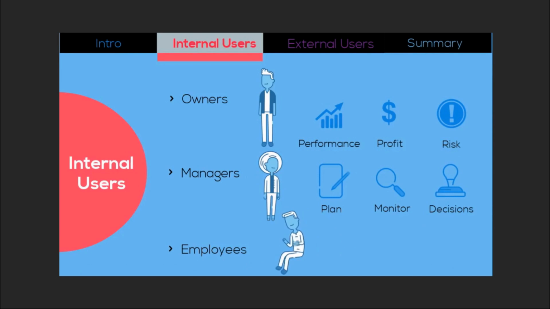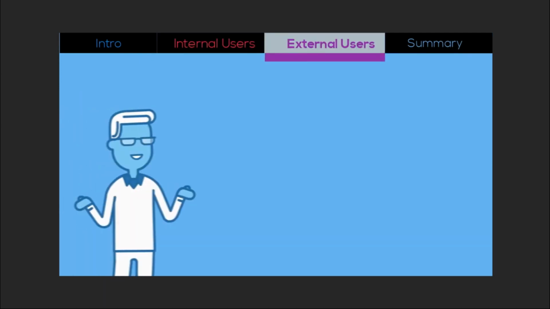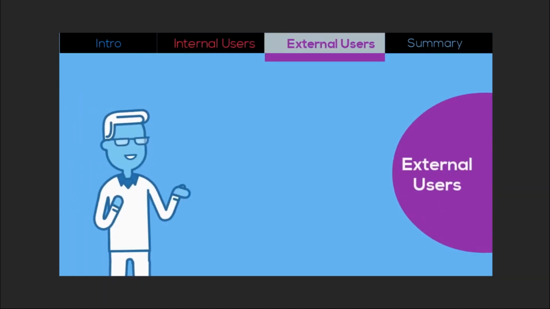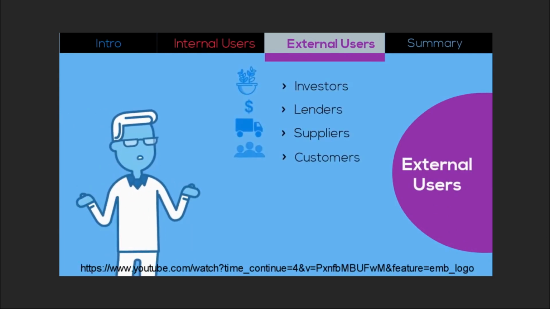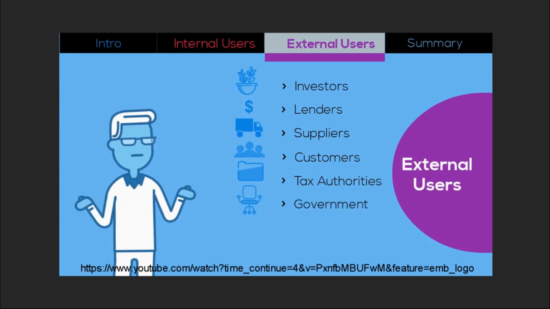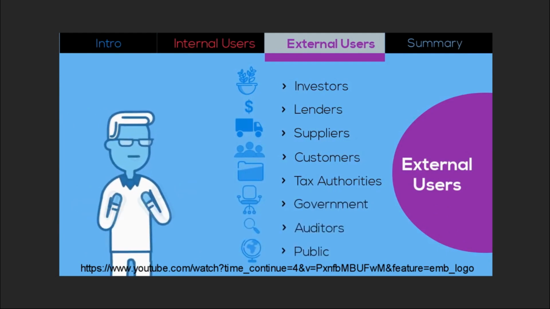Employees are interested in knowing how well a company is performing, as it could have implications for their job security and income. Employees working in the finance department prepare, summarize, and present accounting information for other users. External users of accounting include investors, lenders, suppliers, customers, tax authorities, government, auditors, and public.